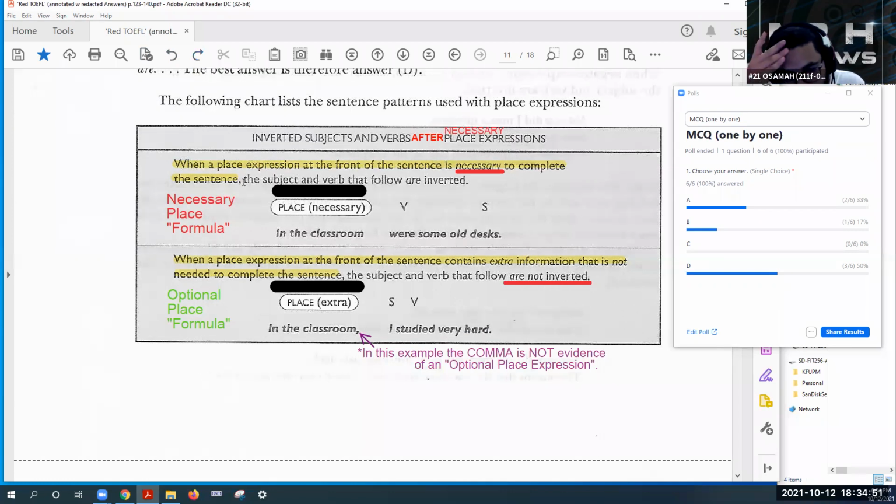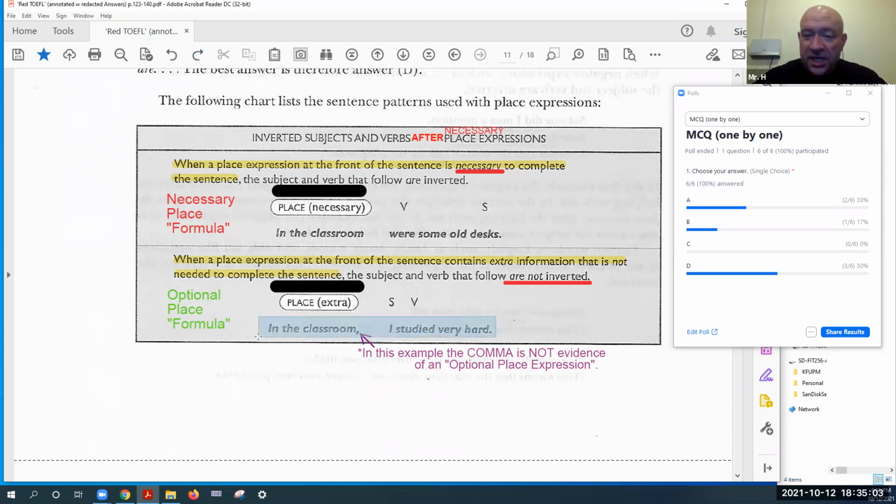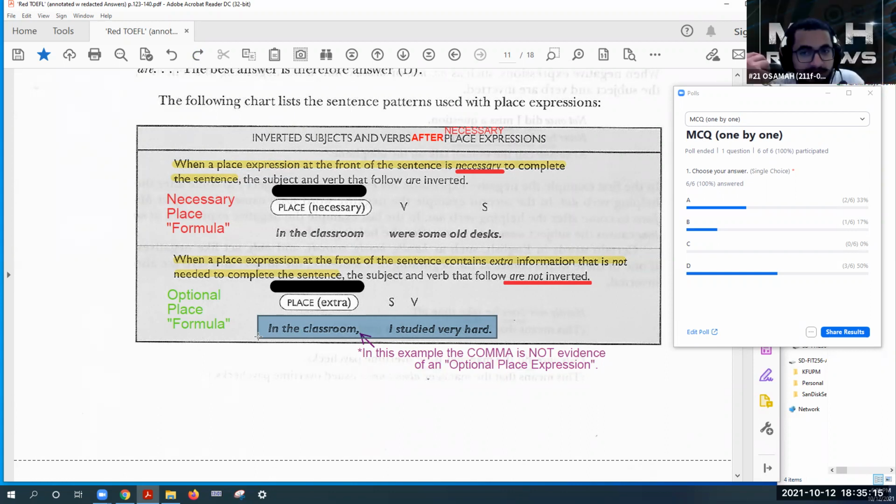In this example, the comma is not evidence of an optional place expression. Some students who learn this skill see the comma and think, oh, if there's a comma, that's another clause, then it's optional. No, the comma here in this skill isn't the key idea. Do you understand what I'm saying?